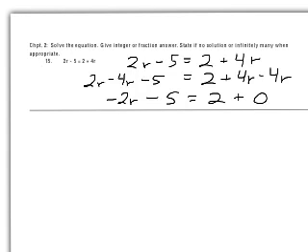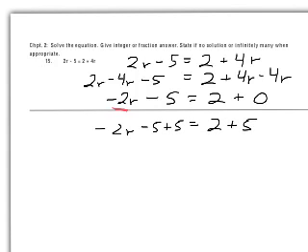Alright, so now we want to get our constants, our just plain numbers, on the right side. And that doesn't include this number. We're not going to worry about that yet. To do that we have to add 5 to both sides. Negative 2r minus 5 plus 5 equals 2 plus 5. Now here our negative 5's cancel out on the left side, so we have negative 2r equals 7.